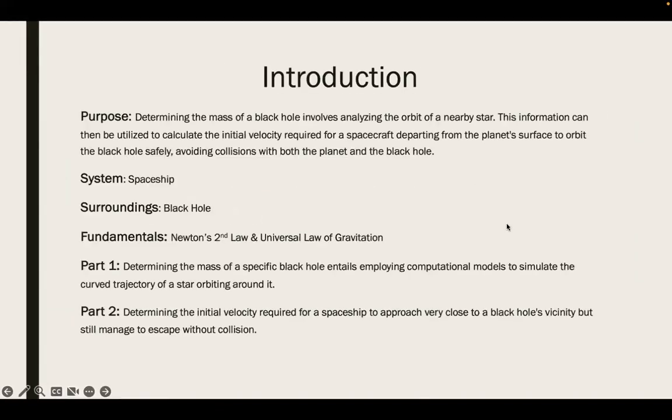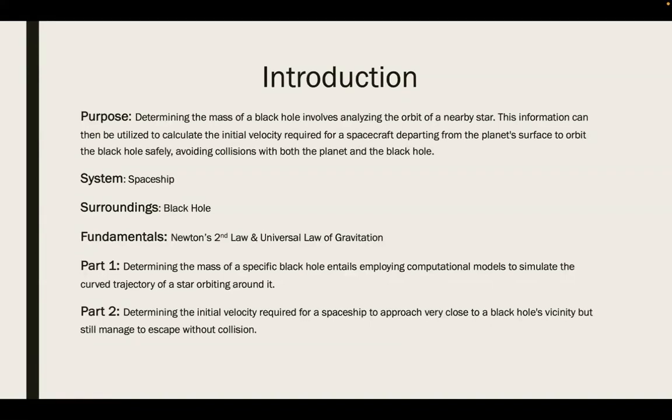So an introduction to this lab: the purpose is determining the mass of a black hole, involving analyzing the orbit of a nearby star. This information can then be utilized to calculate the initial velocity required for a spacecraft departing from the planet's surface to orbit the black hole safely, avoiding collisions with both the planet and the black hole. The system in this experiment is the spaceship, and the surroundings is the black hole.